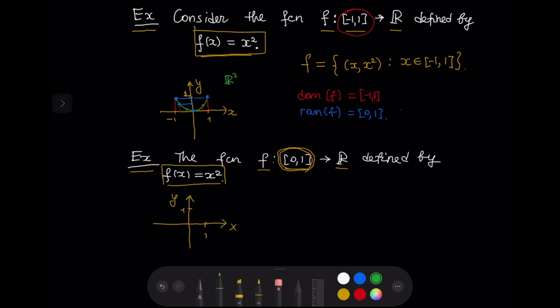We can confirm this by looking at the graph of the function in this example. It's just this portion of the parabola that is defined on the interval 0, 1 of the x-axis. We can see that this graph is different from the graph in the previous example, which was a different portion of the parabola.